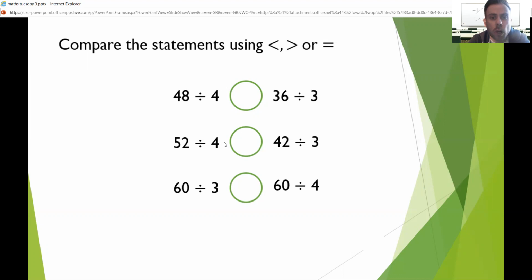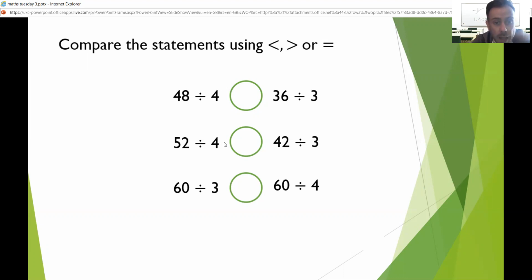All right, so I'll go through them. We've got 48 divided by 4, that's 12. And then we've got 36 divided by 3, which is 12. So you should have put an equal sign in the middle of that one to compare the statements.